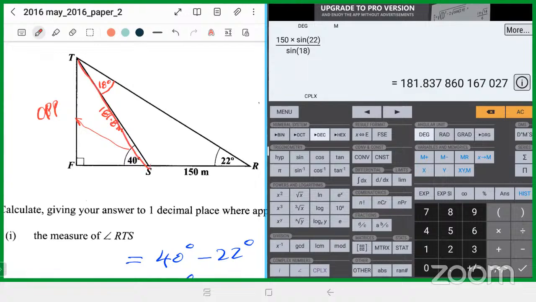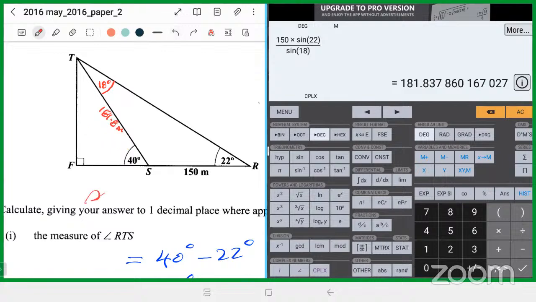And we know this is the hypotenuse. Opposite and hypotenuse are connected with the sine of an angle trig ratio. So we're going to use sine of the angle for the 40 degrees to find that opposite side, which is the height of the tower TS.